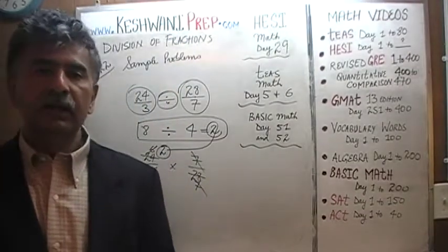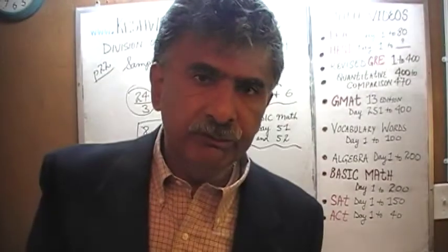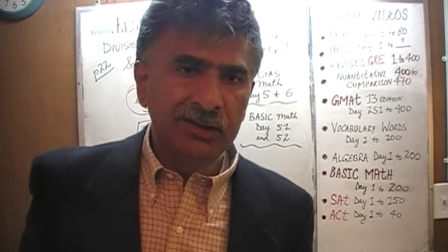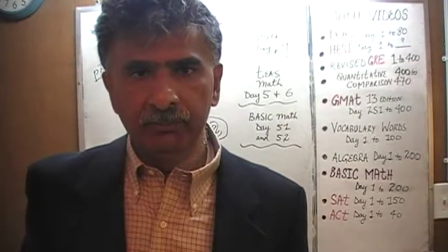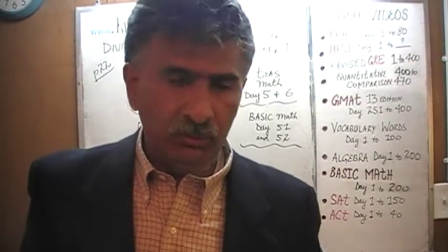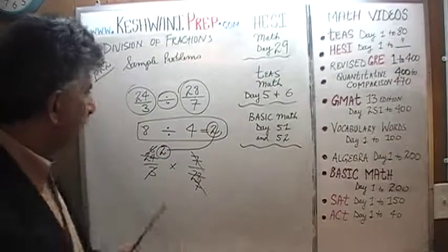That's what we're going to do. We're going to multiply the first fraction that is given to us by the reciprocal of the second fraction, thus converting a division problem into a multiplication problem. And that's all. And as long as you know how to multiply the two fractions, you're home free. Let's do the first problem.